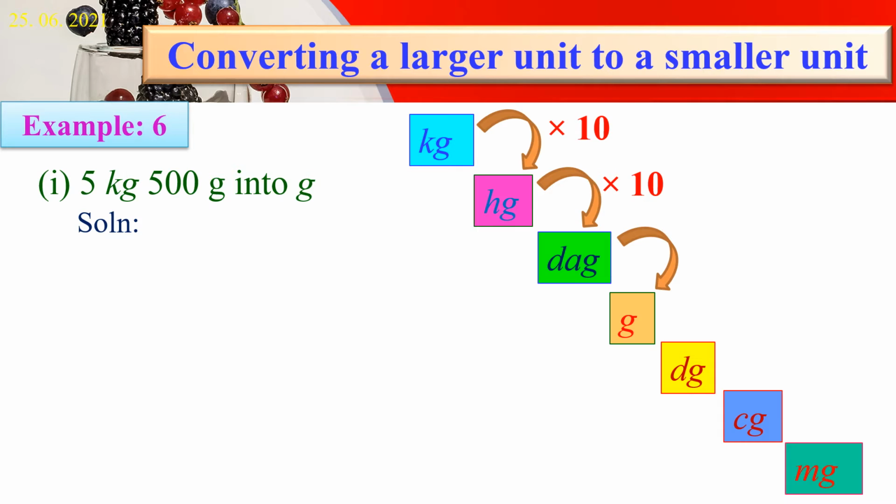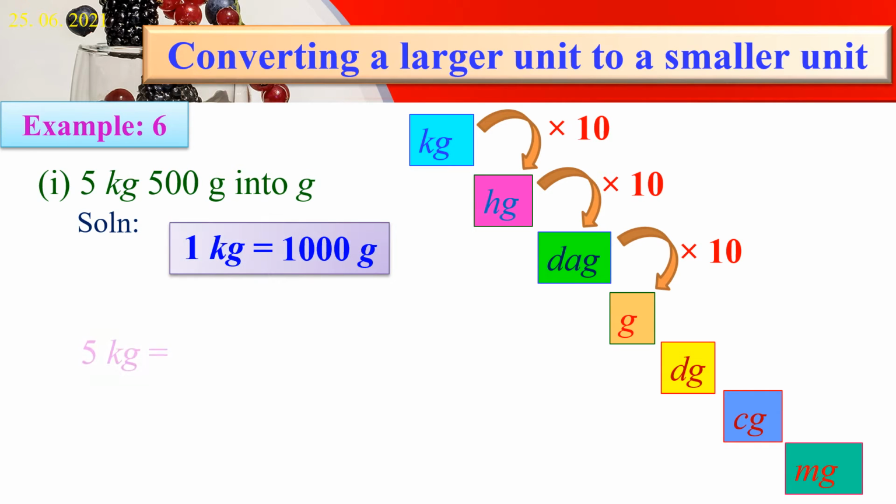On the third move, we are in gram. So, again, we have to multiply by another 10. Therefore, 1 kg is equal to 10 into 10 into 10, 1000. So, on multiplying by 10 three times for moving 3 steps, we get 1000. Therefore, 1 kg is equal to 1000 gram.